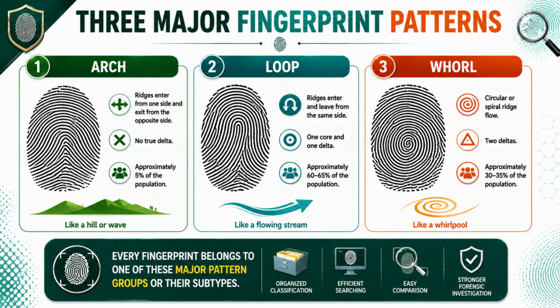The loop is the most common fingerprint pattern. Here, the friction ridges enter from one side of a finger, curve around and leave from the same side from which they entered. Loops contain one delta and one core. Approximately 60 to 65% of all fingerprints belong to the loop category, making it the most frequently encountered pattern in forensic investigations. Loops are further divided into ulnar loop and radial loop. These subtypes depend on the direction in which the loop opens.